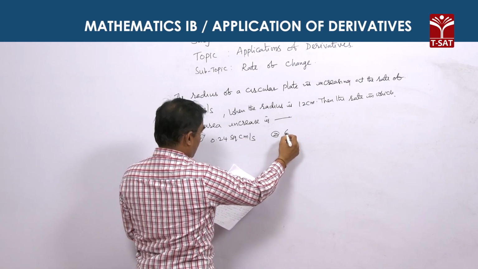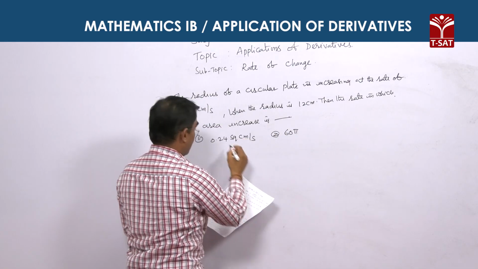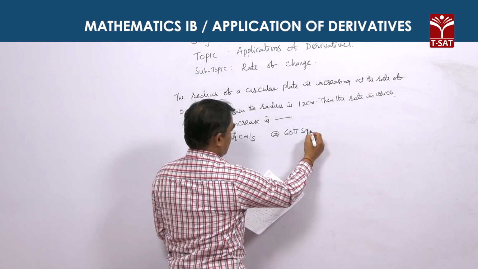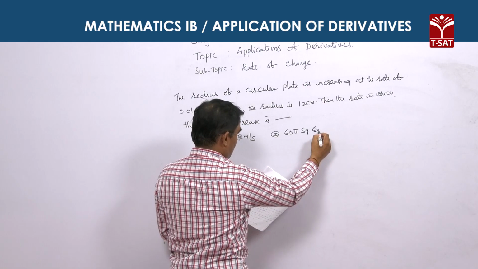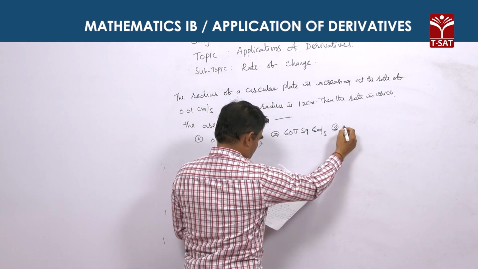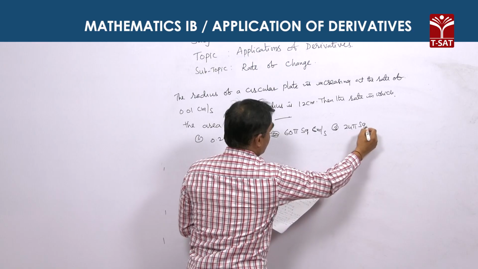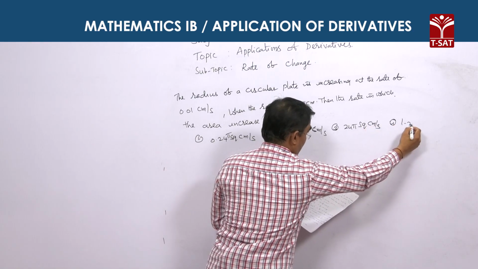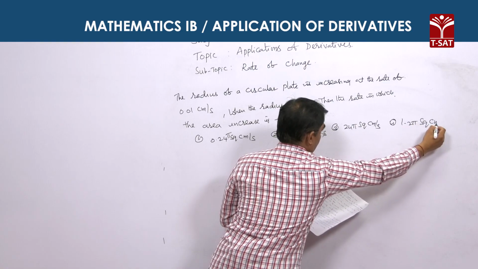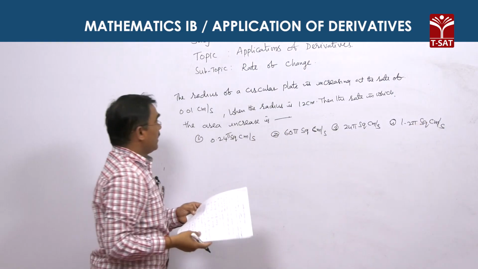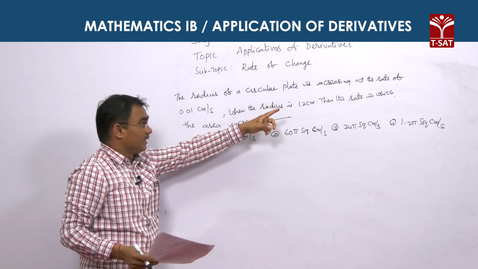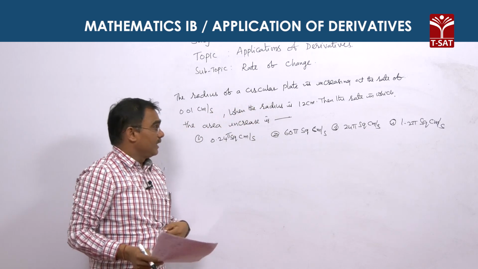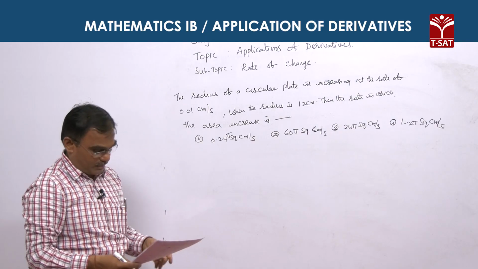Second response is 60 pi square centimeter per second. And third response is 24 pi square centimeter per second. The fourth response is 1.25 square centimeter per second. This is the given problem. The radius of the circle is increasing at 0.01 when the radius is 12 centimeters. Then what is the rate at which the area increases?